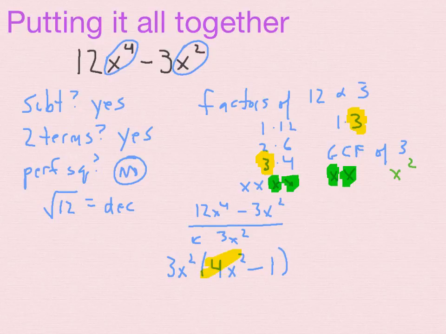So if I look here, do I have a difference of two squares? I do. So this one is going to end up with 3x squared. The square root of 4 is 2. The square root of x squared is x. The square root of 1 is 1. And again, one positive, one negative. So this question involved two kinds of factoring. We had difference of two squares as well as GCF. I'm going to let you practice just a couple of those.